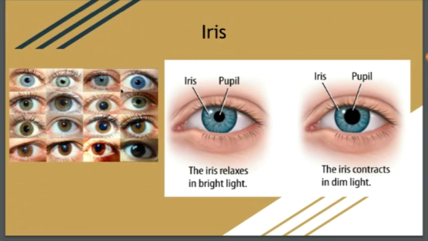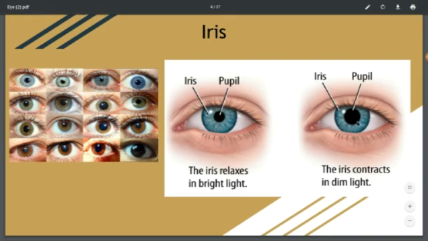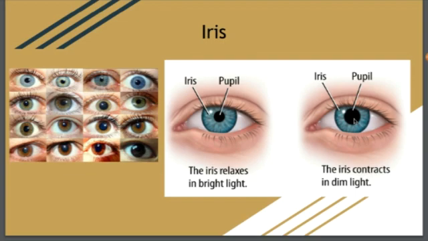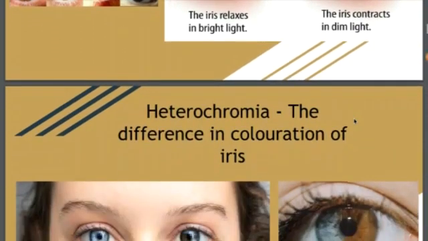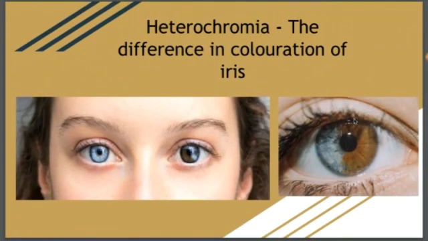Here you can see there are different types of iris color. When it is bright light, the iris relaxes, and you can see this is the pupil, and here it is dilated when the light is very dim. This is a special condition where a girl has 2 types of iris. This we call heterochromia.